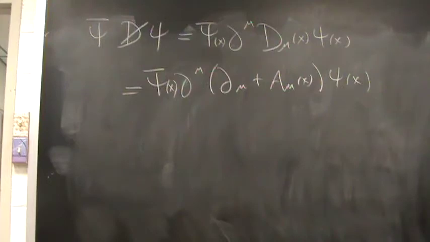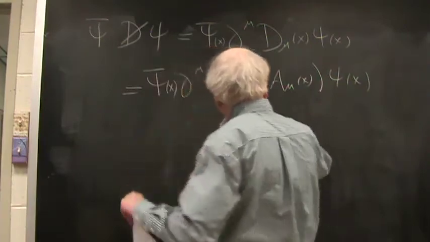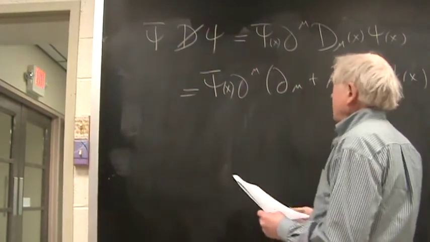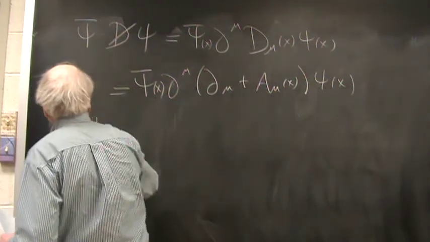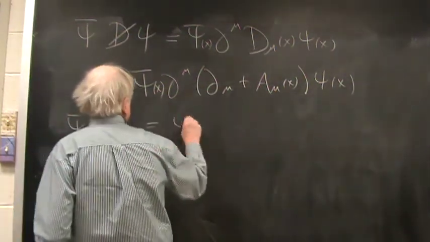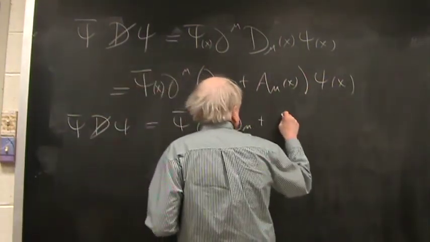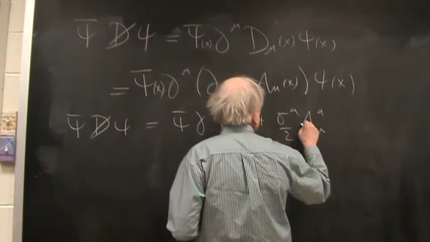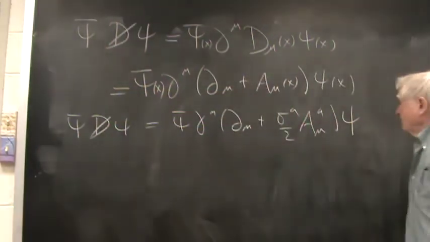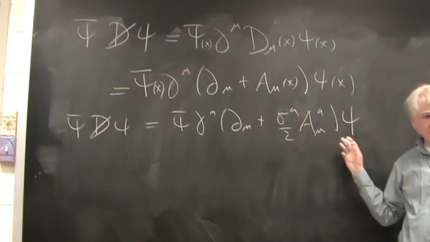And in particular, for the case of U1, it's just this, and this is just a single gauge field. For the case of SU2, then what we have is psi bar D slash psi is psi bar gamma mu d mu plus sigma a over 2 A mu a psi. So this is the thing that you guys used in the homework problem a while ago.